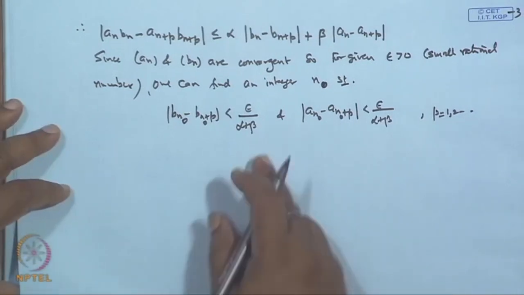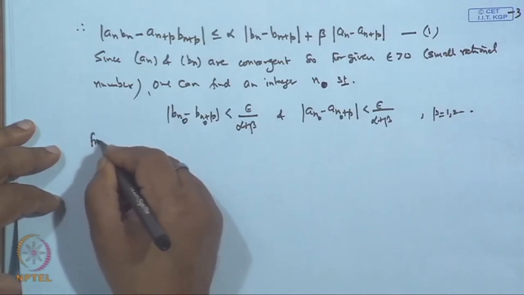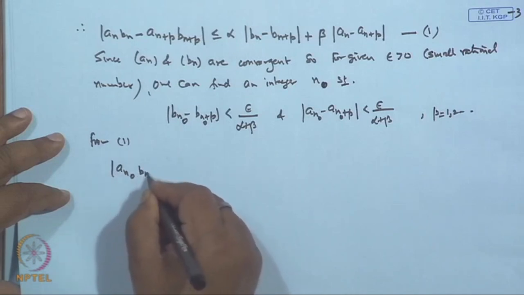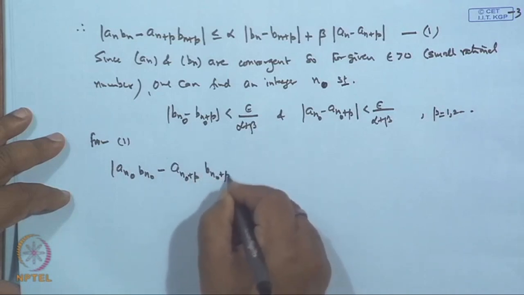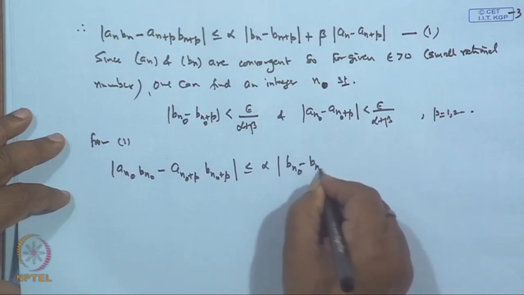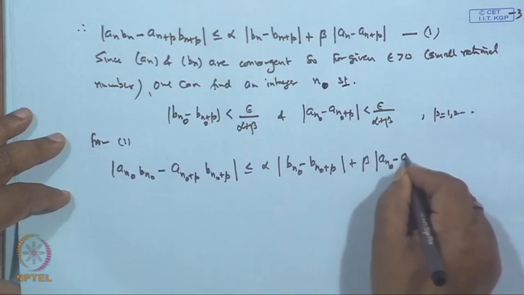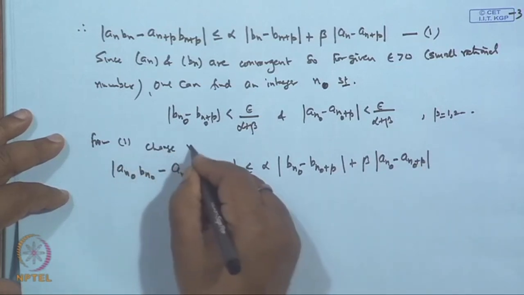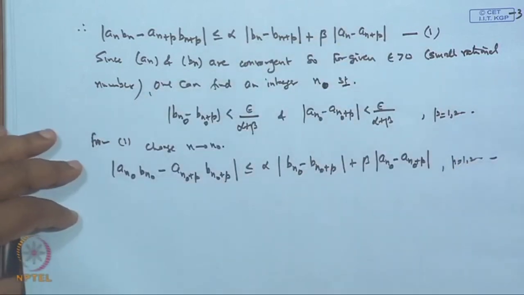Clear? Now, again pick up from 1, this is 1. So, from 1, what we get: |a_n0 b_n0 minus a_n0+p b_n0+p| is less than or equal to alpha times |b_n0 minus b_n0+p| plus beta times |a_n0 minus a_n0+p|. Change n to n naught, so that it is true for p equal to 1, 2, 3 and so on.